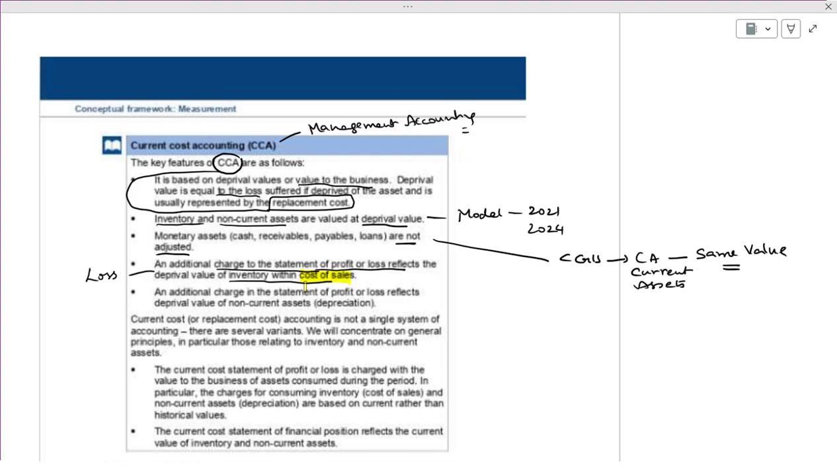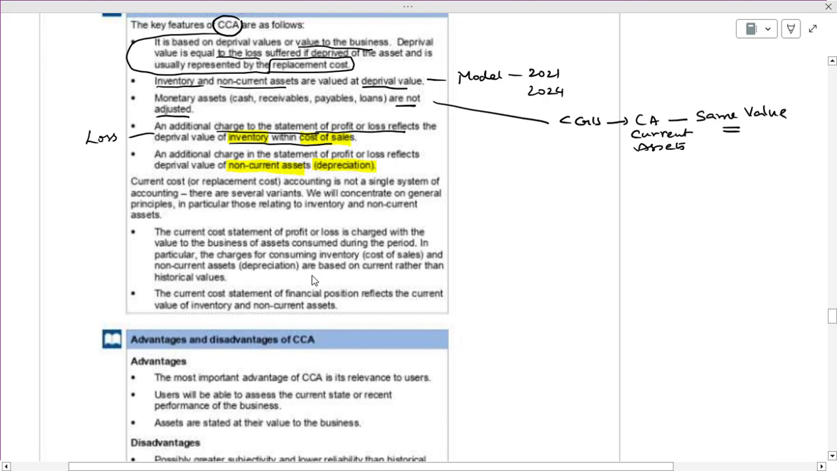Any additional charge to a profit and loss account is a decrease in value of non-current assets. With respect to what? It will be treated as depreciation. If it is related to the inventory, it is cost of sales. Fine. If it is related to the inventory, we have to include it within cost of sales. If it is related to non-current assets, a decrease in value, we have to make it a depreciation. Now we are going into more detail, but the basic rules will be the same.